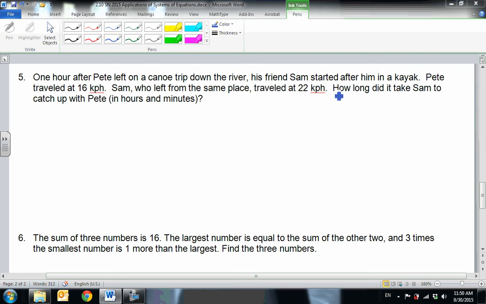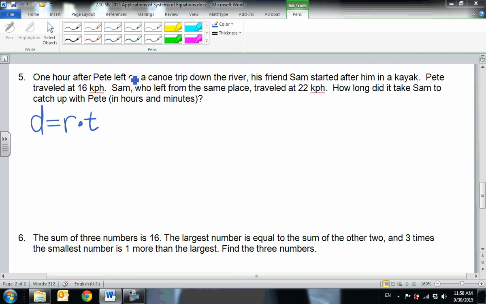As soon as we see a situation with two people or two cars and something about rates and traveling, we know that we are going to set up these systems using our equations. Distance equals rate times time. That's how we are going to approach these problems every single time. I'm not saying this is the only way, but this is the way that I think works the majority of the time with the least amount of work.